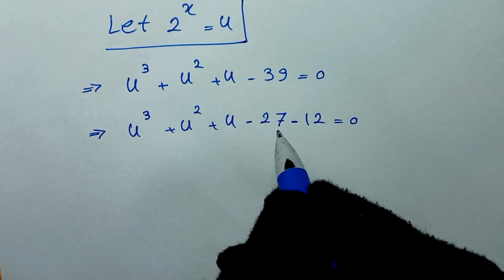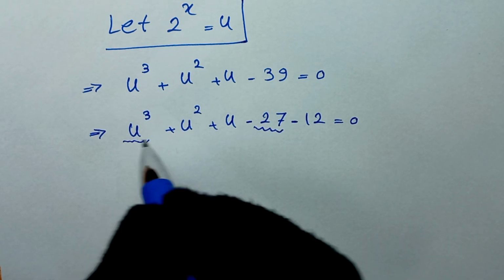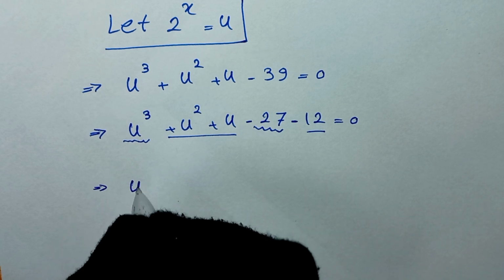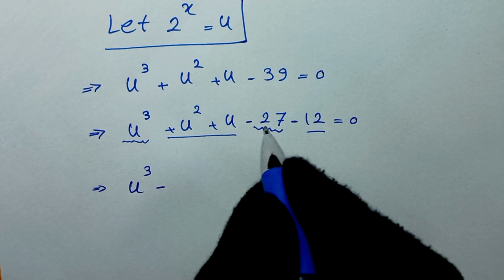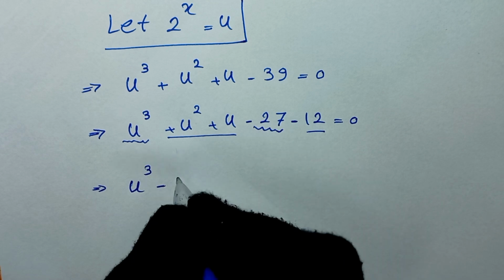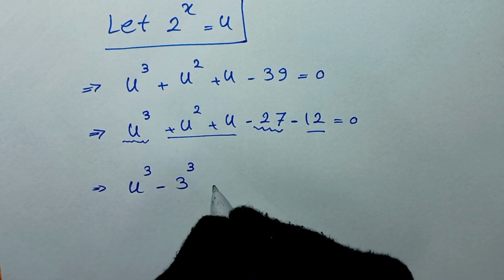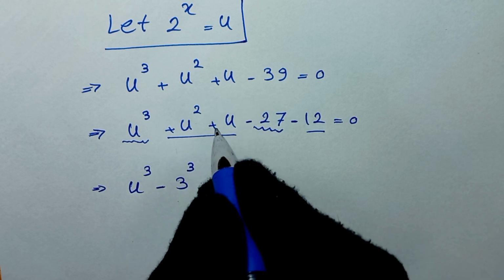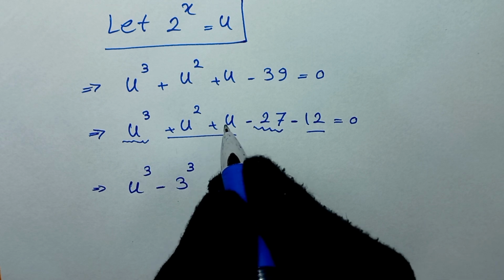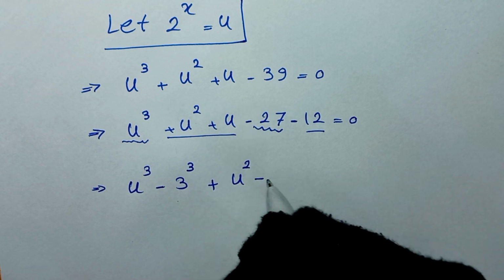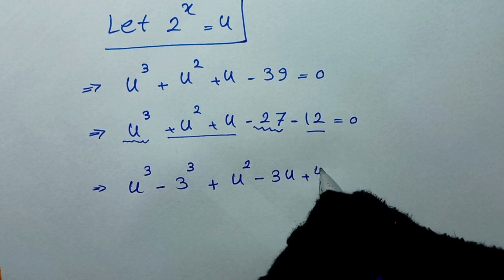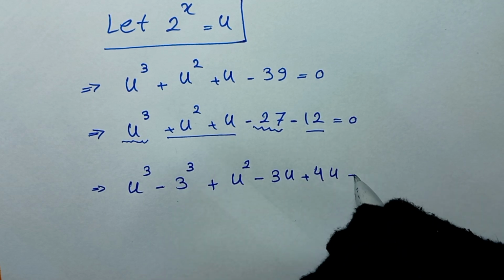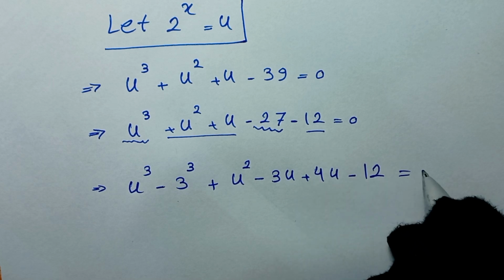And next step, we take this and this together, and this and this together. So it will be u cube minus 27, and we can write 27 as 3 to the power of 3, and plus u square plus u minus 12, and here we can write this u as negative 3u plus 4u, right? This is equal to positive u, and minus 12 is equal to 0.